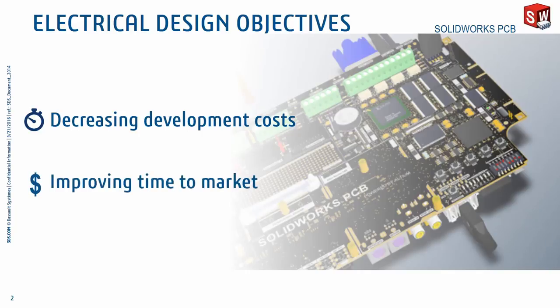Decreasing development costs and improving time to market. These are the two main challenges of electronics design. We need to get the product out the door as quickly as possible and as cheap as possible, meeting market demands without jeopardizing product quality. So what are the challenges in doing this?